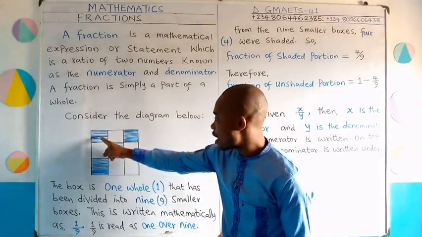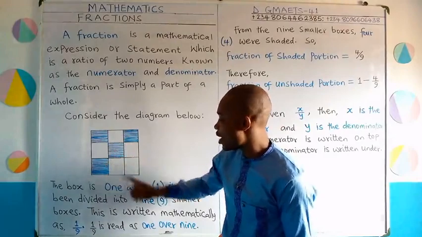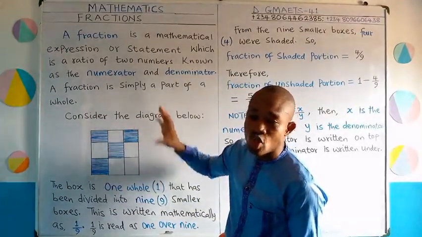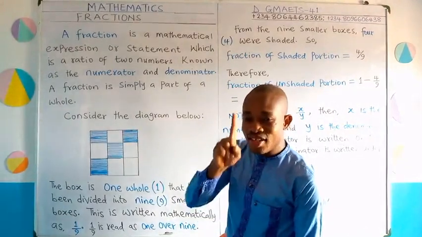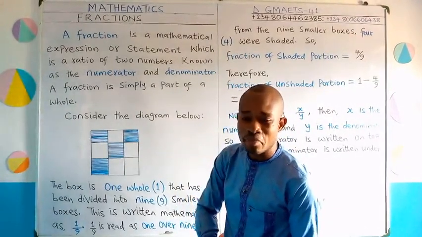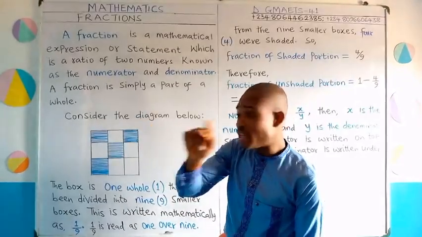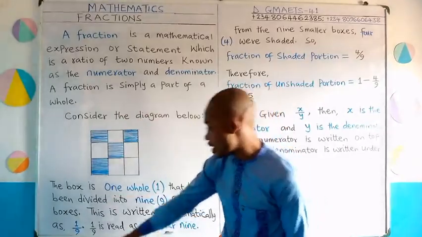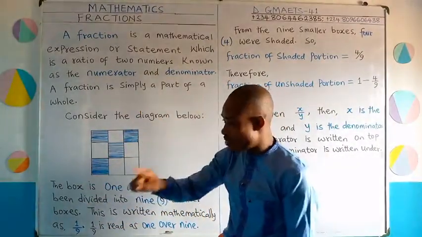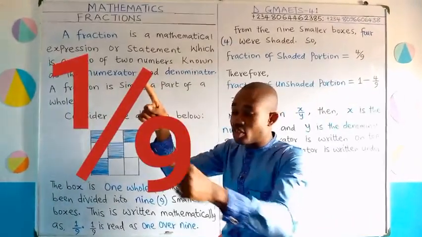You can see that. Let's count. 1, 2, 3, 4, 5, 6, 7, 8, 9. Good. I have divided this one whole box into 9 parts. Now, this one whole box that I divided into 9 parts, how do we write it in mathematics? It is written as 1, which is that one whole box. Then you put your division sign. Look at it. You put your division sign. That is divided, and write 9 under, which means 1 that has been divided into 9 parts.